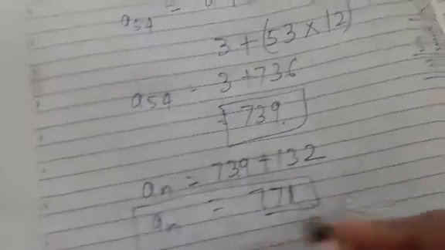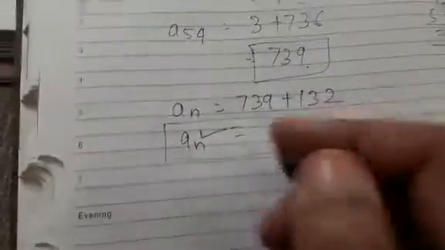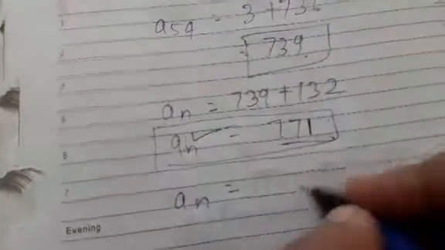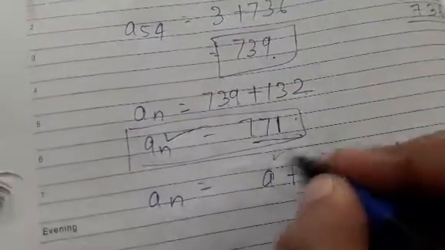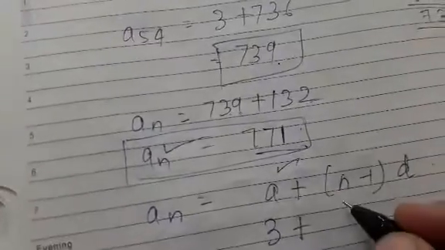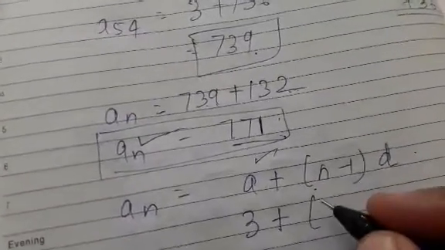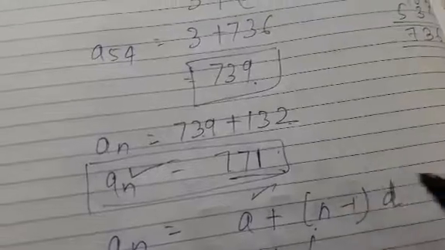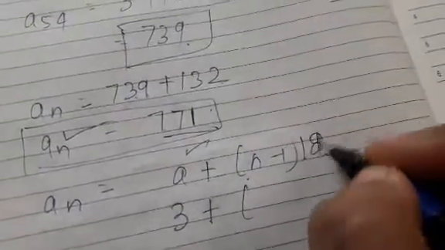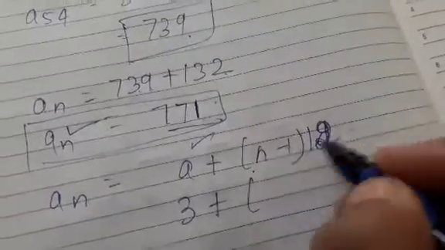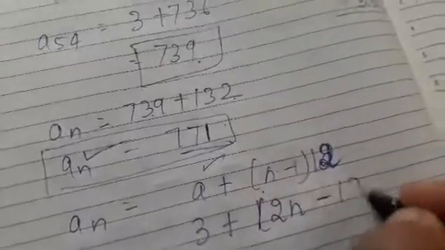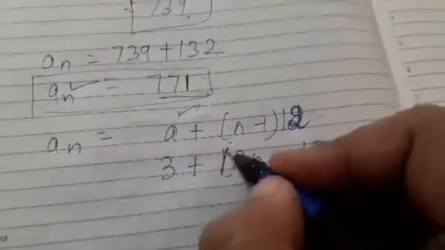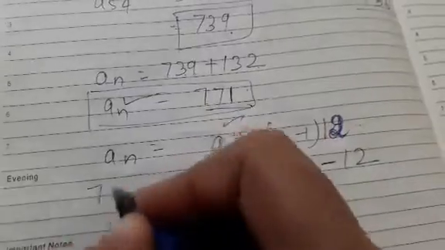Now nth term means we have to find the value of n now. So we write An is equal to A plus n minus 1 into D, in which A is 3, n we don't know, and D is 12. So I substitute 12 here. Now 12 into n minus 1 will give you 12n minus 12, and this is equal to 771.